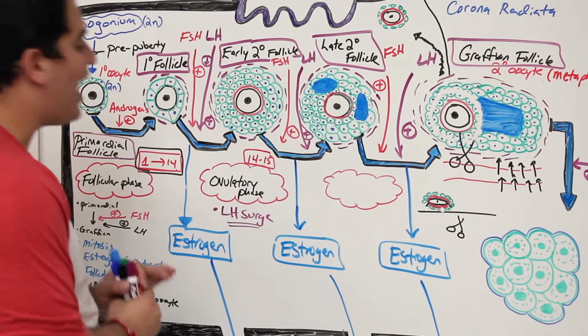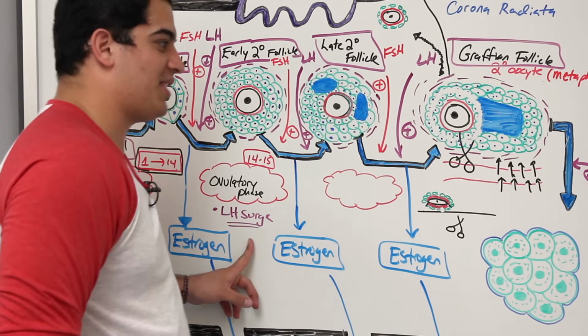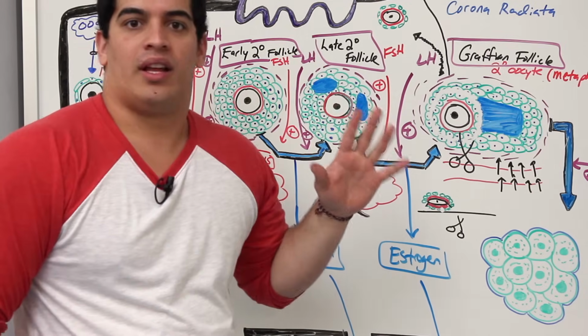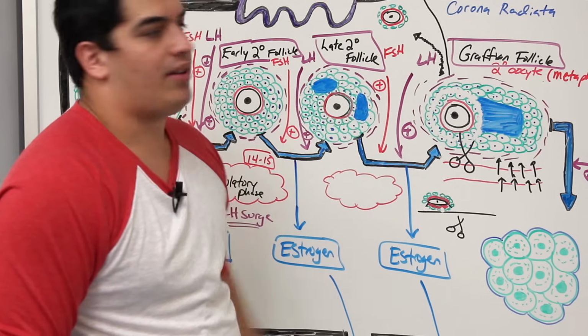Okay? That's the ovulatory phase. Now, look what else really happens. This is really cool. Females are just intuitive that they know that they need to be able to take this oocyte into their fallopian tubes.